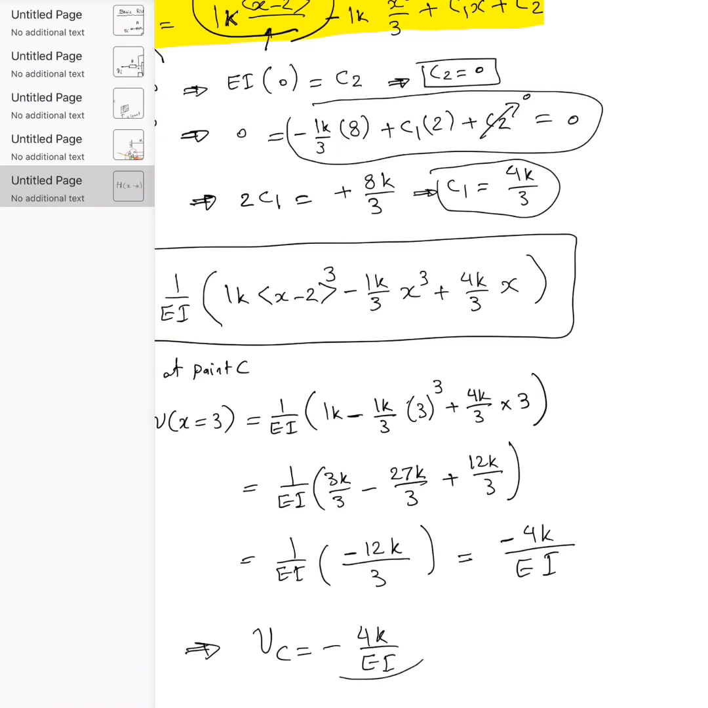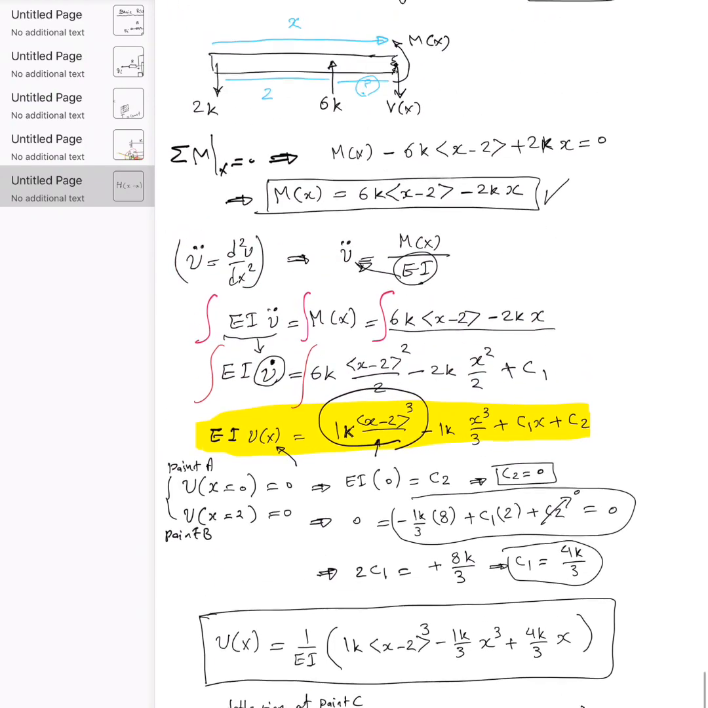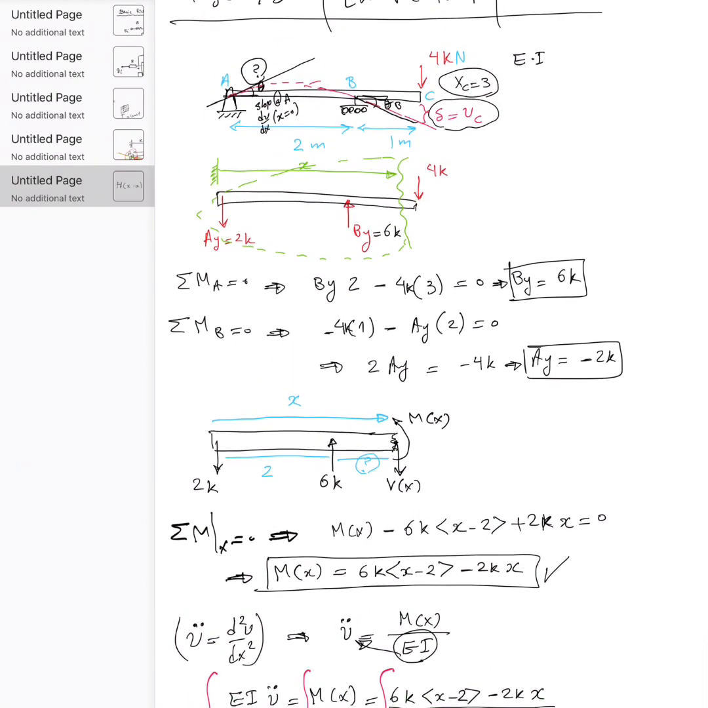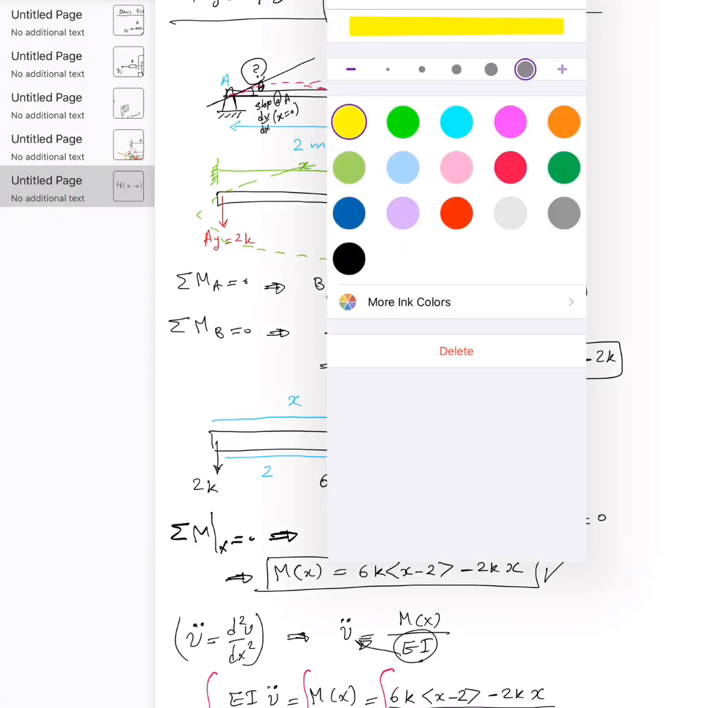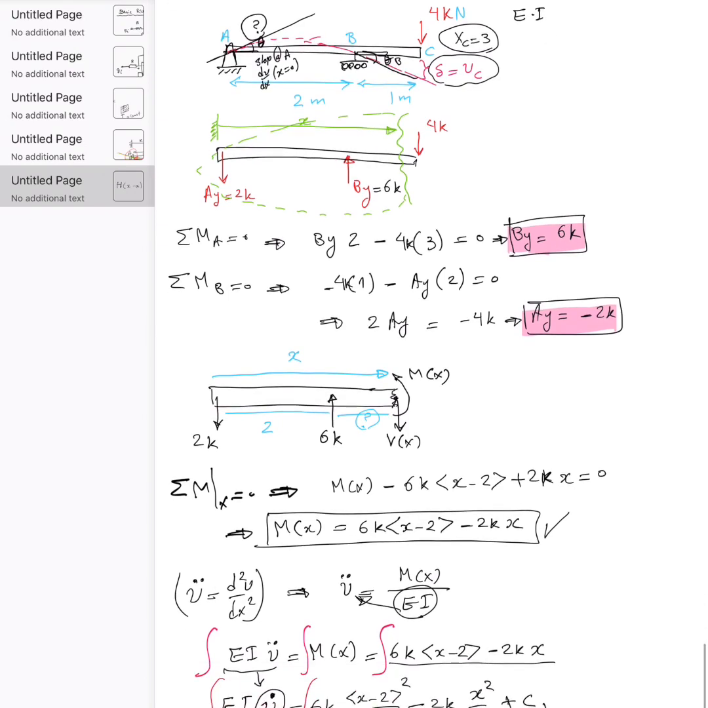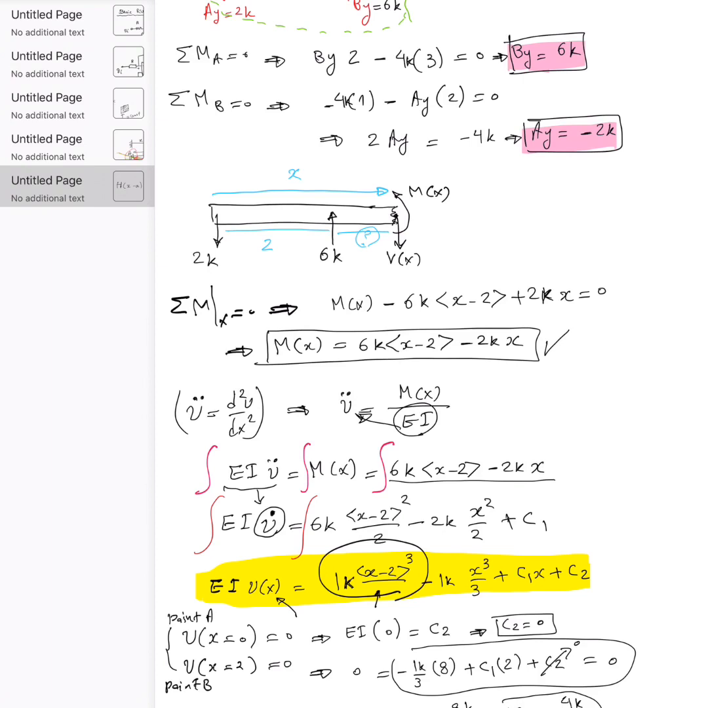And you know that this thing can be done in a couple of lines. If you practice, the first thing you do, you can directly go, let's use a different highlighter, like pink. You can directly go ahead and find, first of all, these are easy, the support reactions. You have done it in vector statics. So the first thing you do, you can directly go ahead and find this relation in just one line.